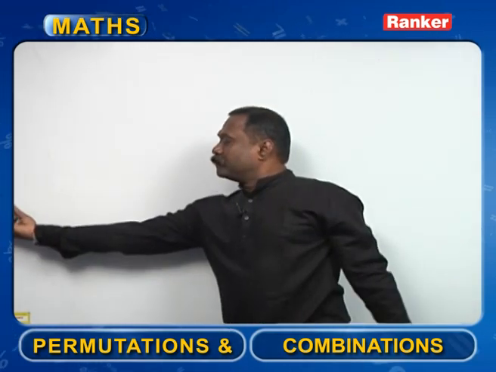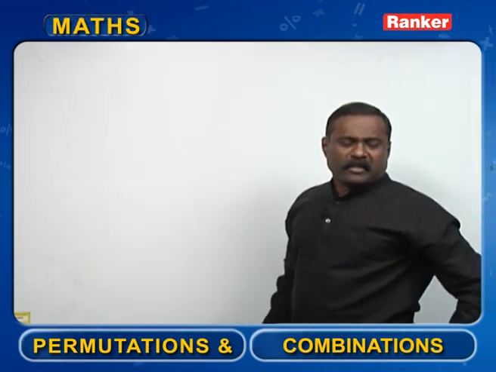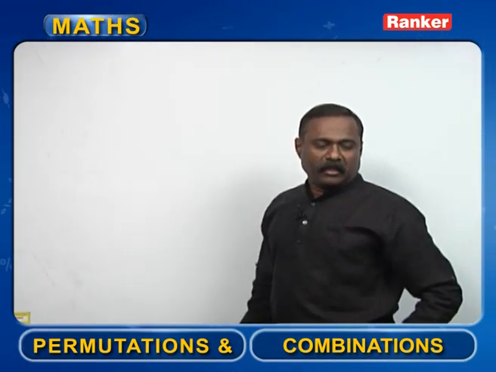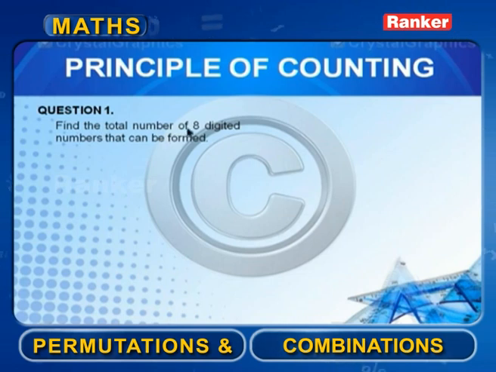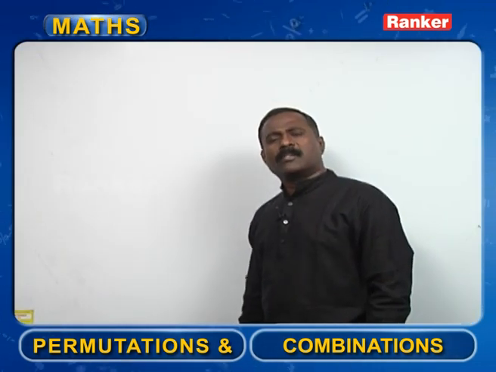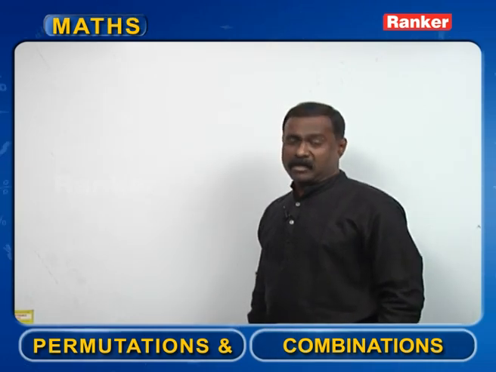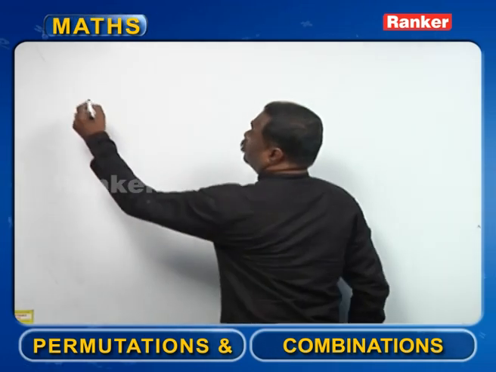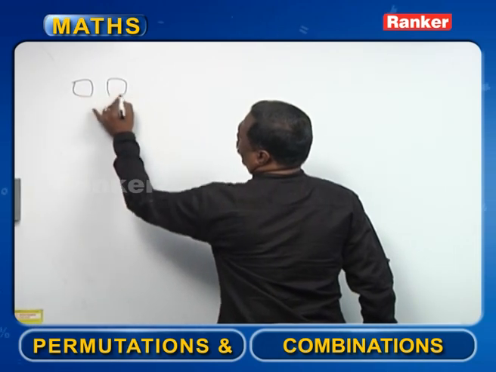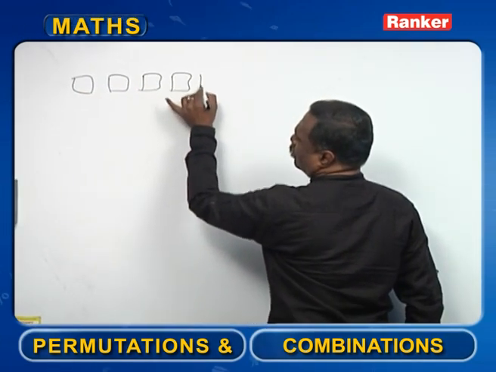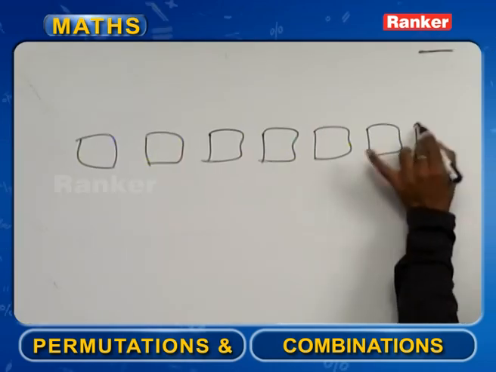Okay, now let us see some basic simple problems based on this principle of counting. The first question: find the total number of 8-digit numbers that can be formed. Very simple question. Nothing else is given, a single sentence. Then what must be your thinking? An 8-digit number means it will always contain 8 blank places. 8 places will always be there.